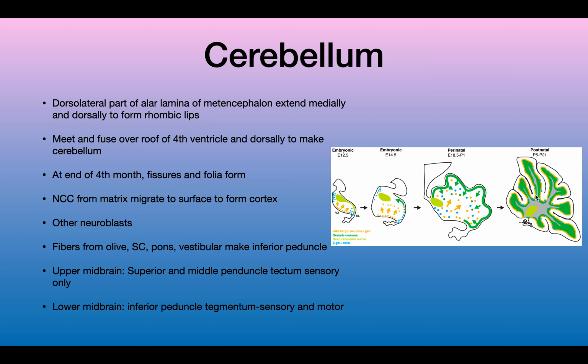And fibers from the olive, the spinal cord, pons, and vestibular nerve will make the inferior peduncle. And then in the upper midbrain, the superior peduncle, the tectum is going to be sensory nuclei only. While in the lower midbrain, the inferior peduncle, the tegmentum is going to be both sensory and motor. So upper sensory only, lower sensory and motor.